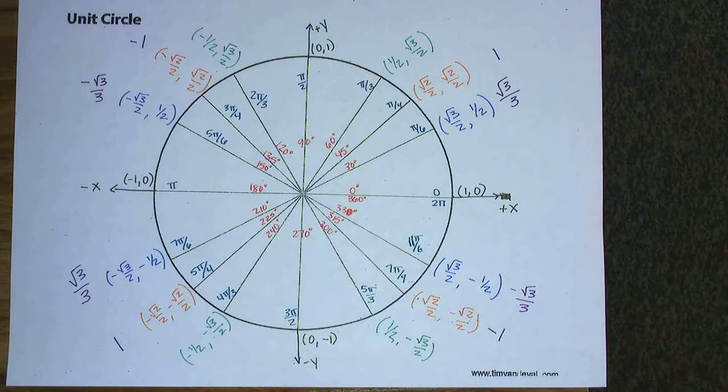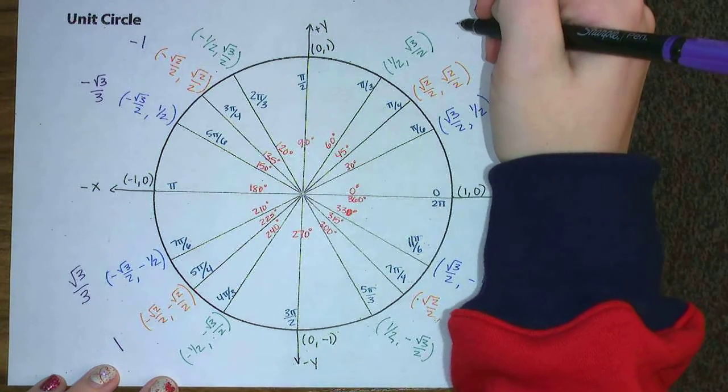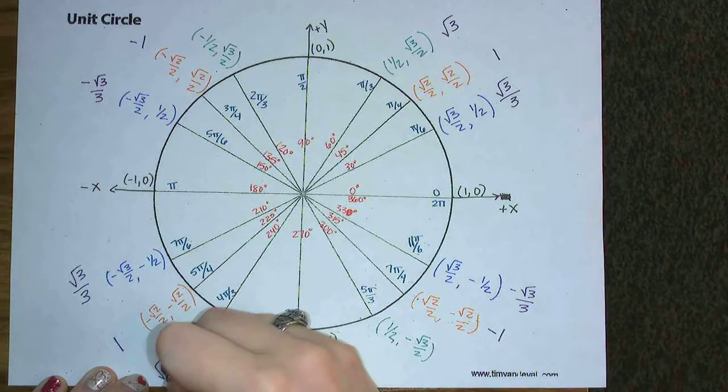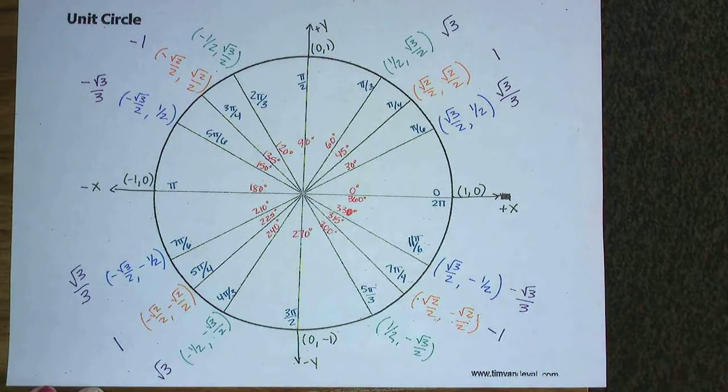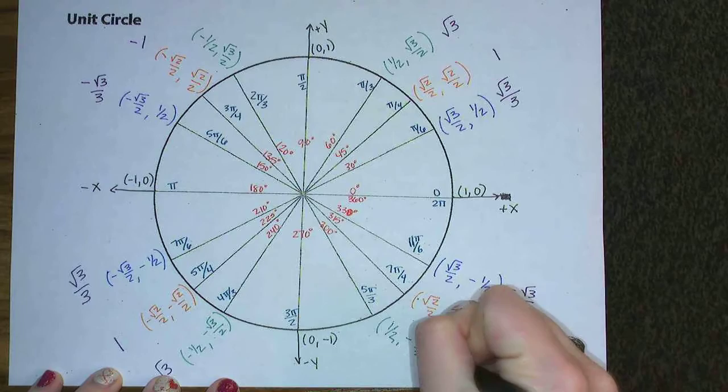Okay, and then my pi over 3's, it's just root 3. Root 3 over 2 divided by 1/2, multiplying by the reciprocal, just leaves you with root 3. Again, quadrants 1 and 3, they're positive. Quadrants 2 and 4, they're negative.